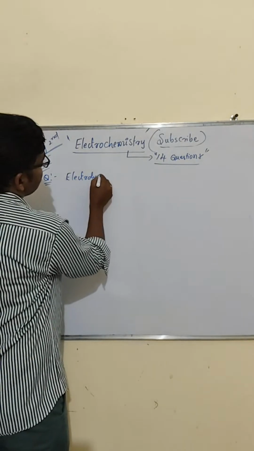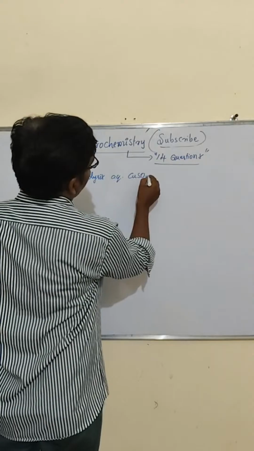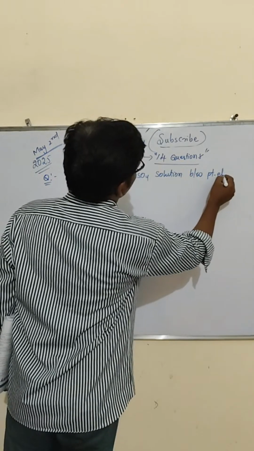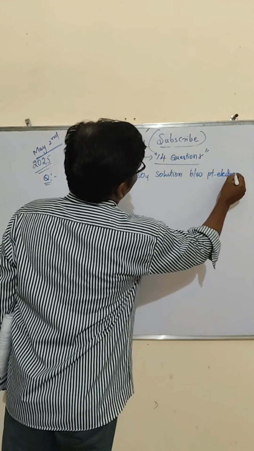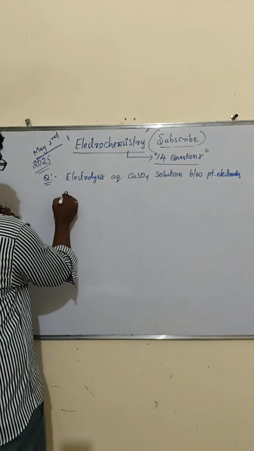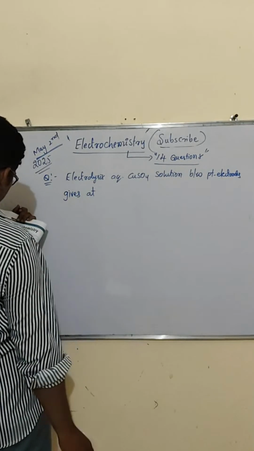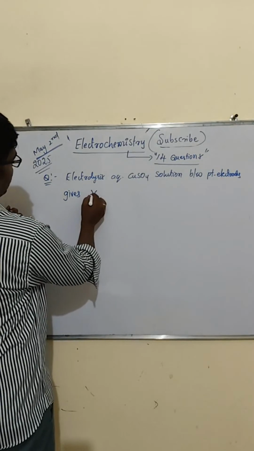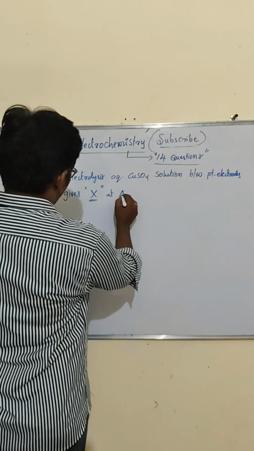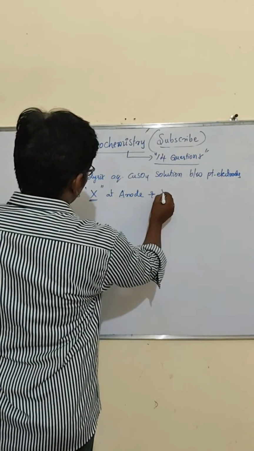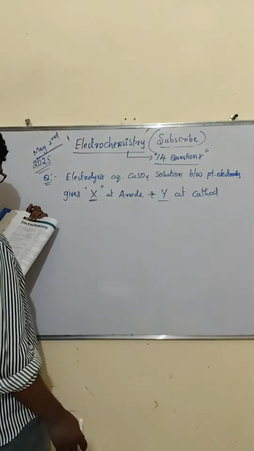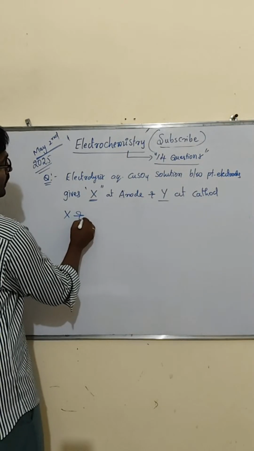Electrolysis of aqueous copper sulfate solution between platinum electrodes gives X at anode and Y at cathode. X and Y respectively are?